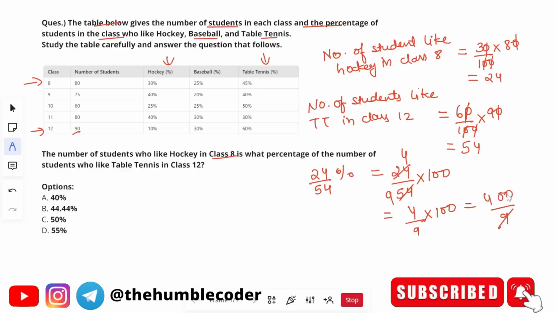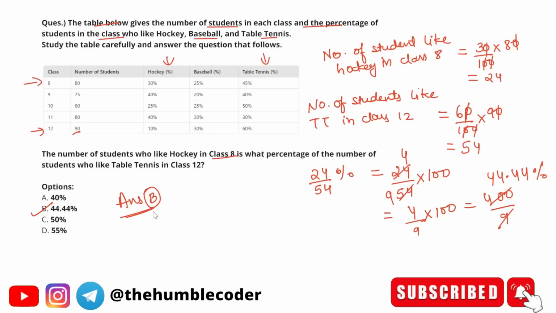If you divide it, 4 9s are 36, and then again 4, so again it will be 4.44. In this way it will go. So the correct answer in this case is going to be option B, which is 4.44. The correct answer is option B, which is 4.44. Hope you have understood the logic. Let's now move on to the next question.